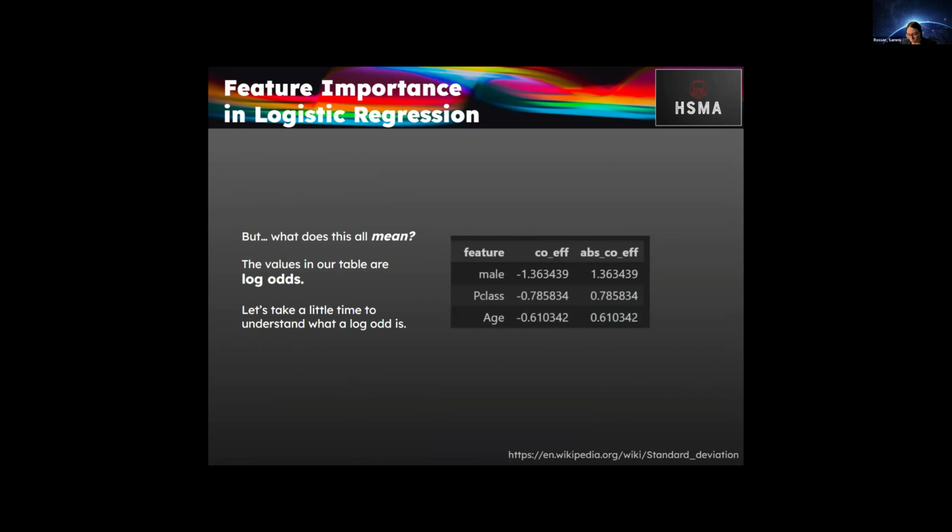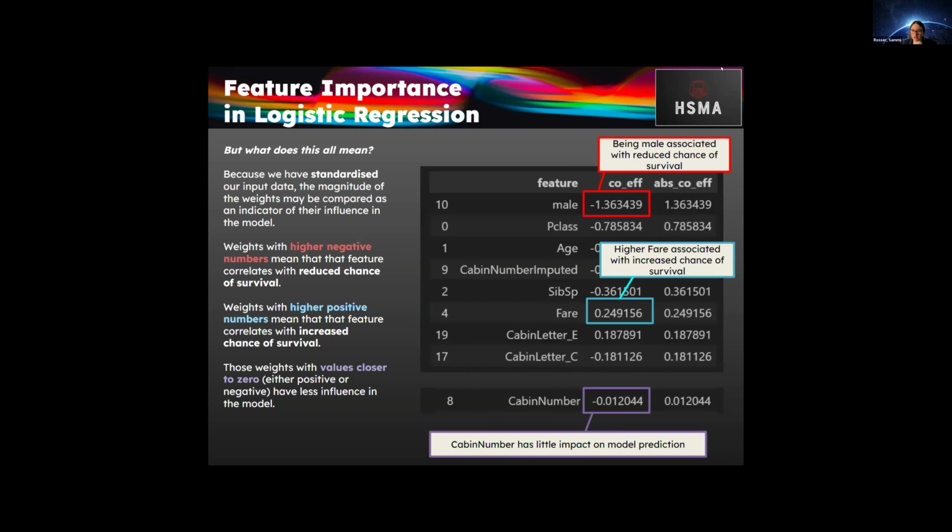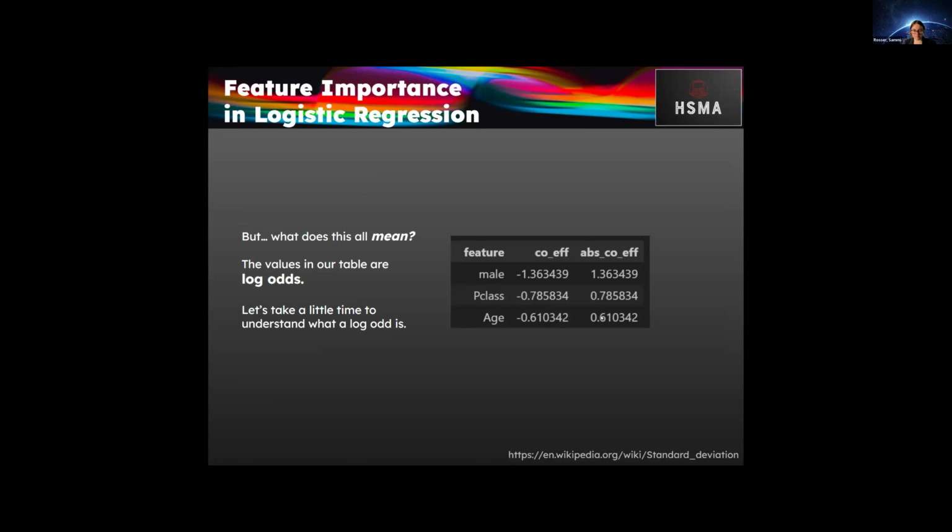Another layer of what does this all mean? I'm talking about these numbers and going, well, minus something is quite important and positive this is quite important. But what is this number? What on earth is it actually talking about? All of the values in this table are what's called log odds.